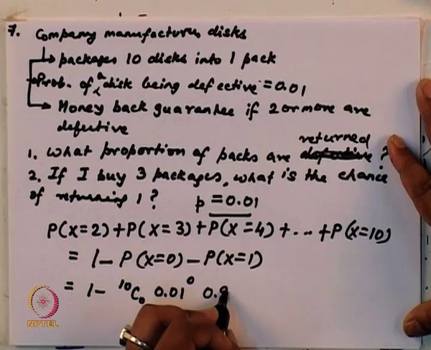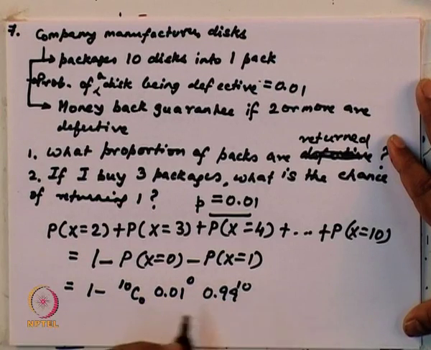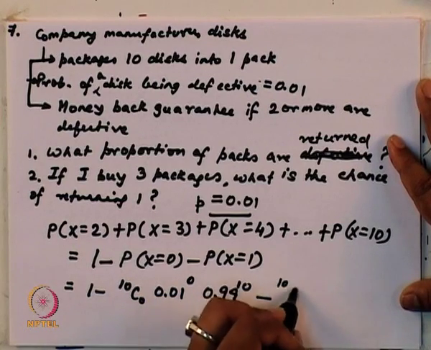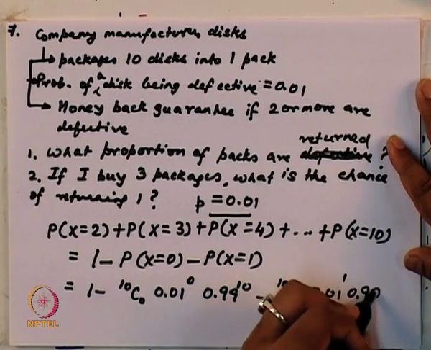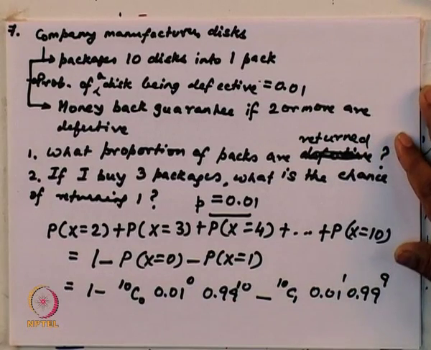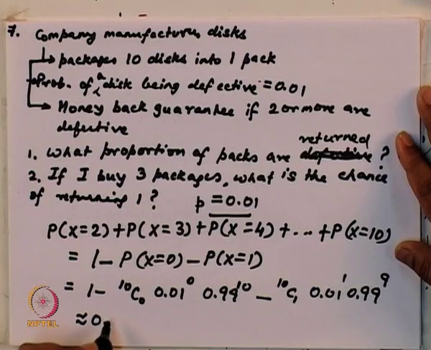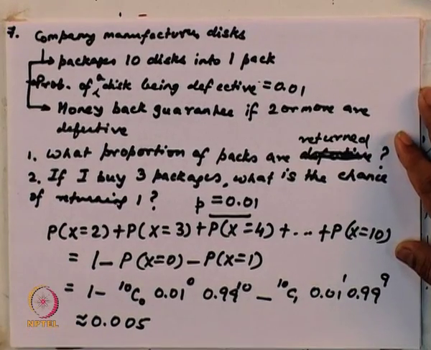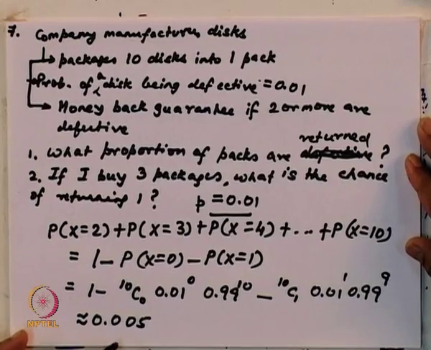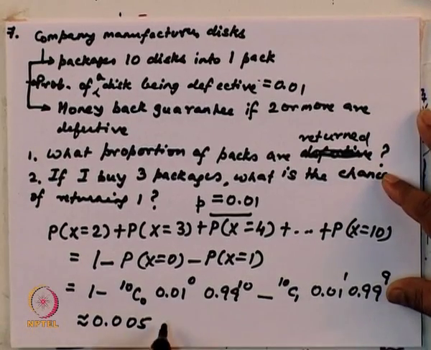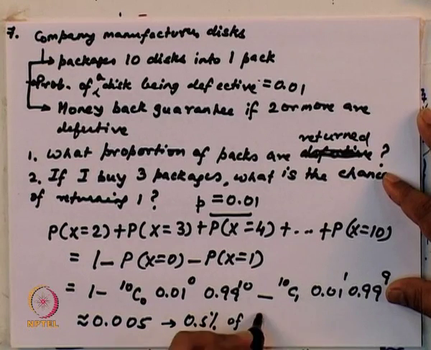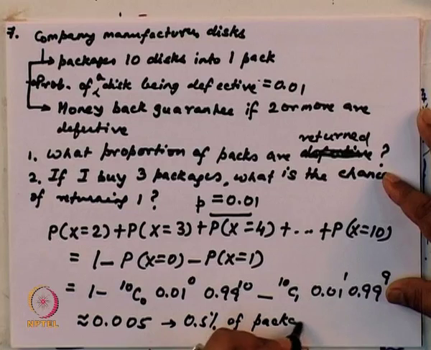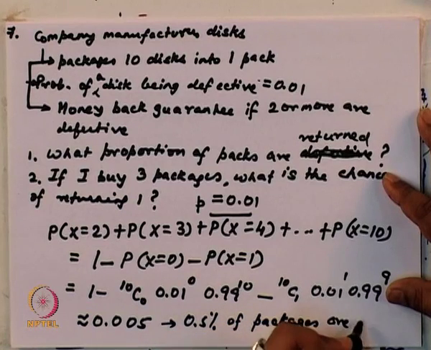So, I can write this as 1 minus 10C0 into 0.01 to the power 0 into 0.99 to the power 10, minus 10C1 into 0.01 to the power 1 into 0.99 to the power 9. If you do the calculation, this will give you a value of roughly 0.005. This means that on average 0.5% of packages are returned.